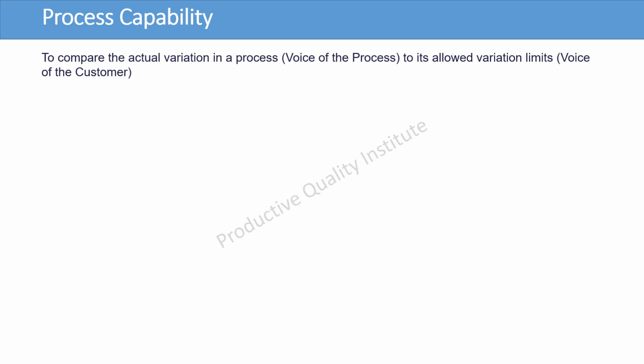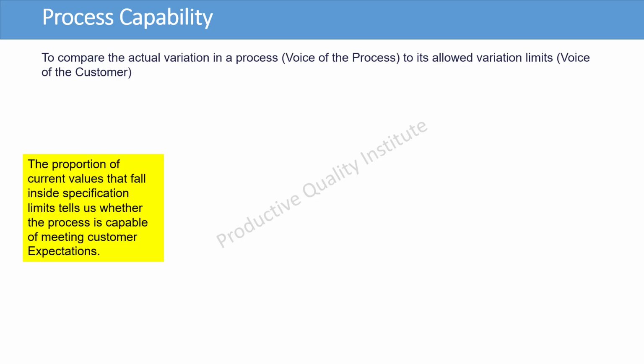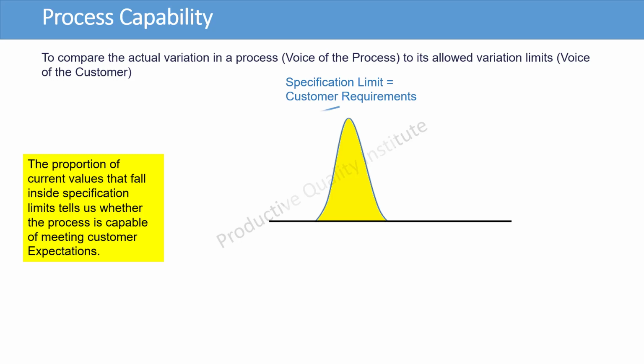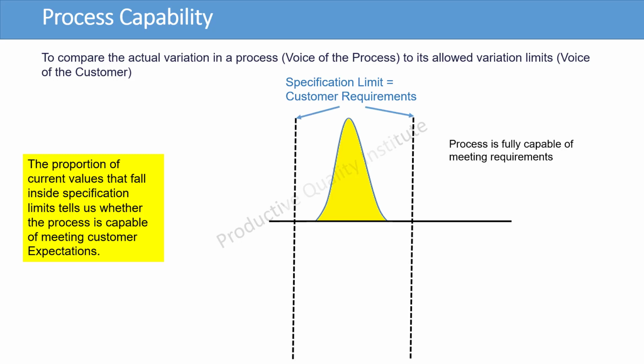Process capability is used to compare the actual variation in a process, which we can call voice of the process, to its allowed variation limits, which we call voice of the customer. The proportion of current values that fall inside specification limits tells us whether the process is capable of meeting customer expectations or not. The specification limit is equal to customer requirements.